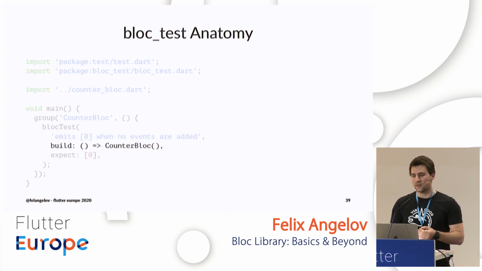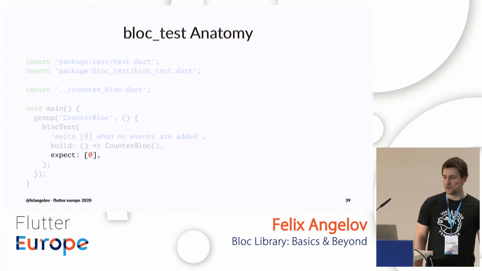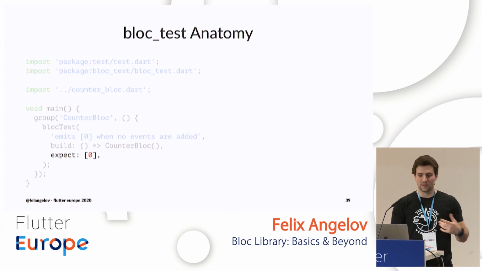Next we have this build that you have to basically return the bloc that's going to be tested. So we'll return a new instance of our CounterBloc. And then we have this expectation. So expect is basically going to take a list of the states that you want the bloc to emit, in the exact order that you expect them to be emitted.